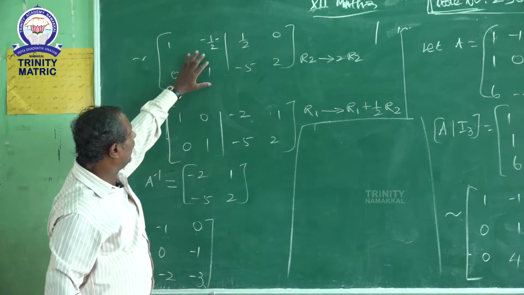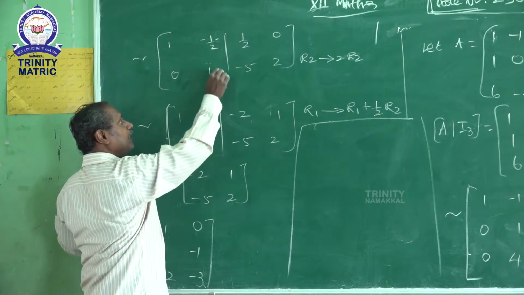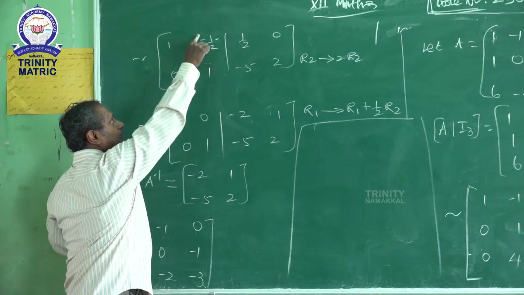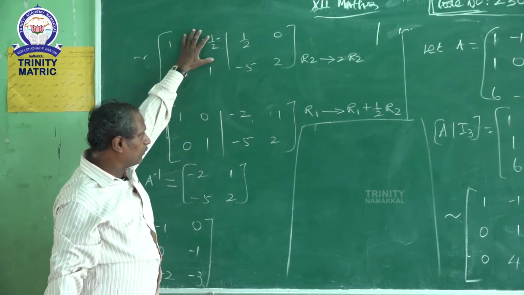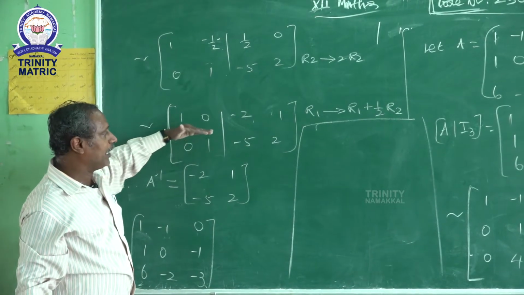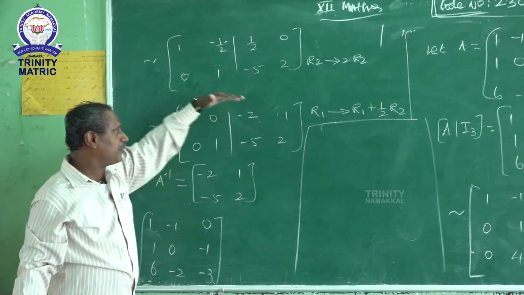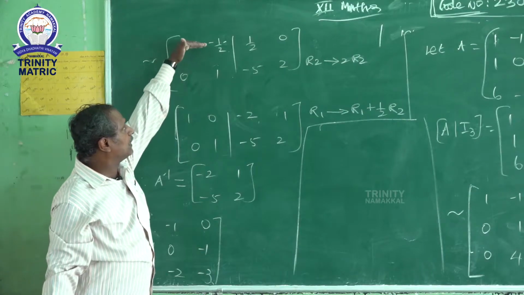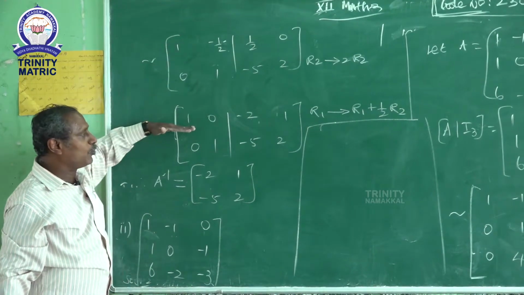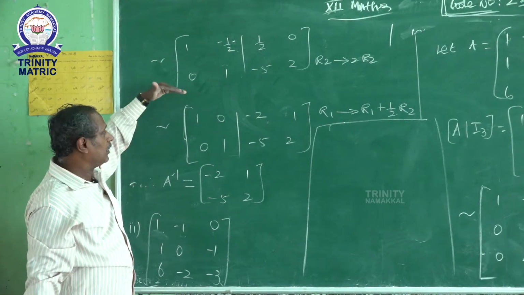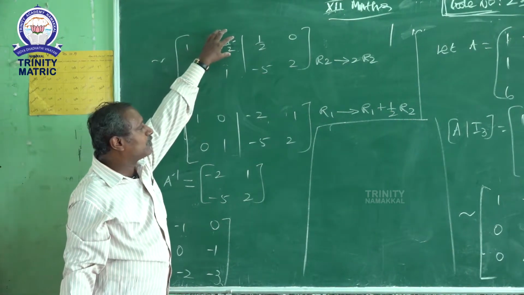Then in the second column, the leading diagonal element should be 1, already it is there. But we want to make the first row second element 0. For that purpose, we have to once again go for the elementary row transformation. For that purpose, we want to make the first row element 0. That's why we are taking the first row and doing some multiplication by constants. Already minus is there.